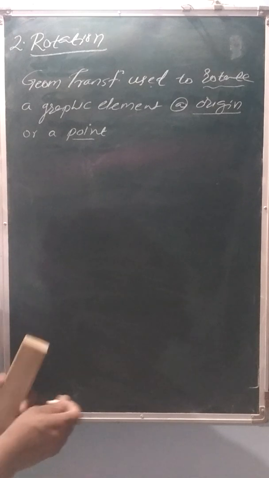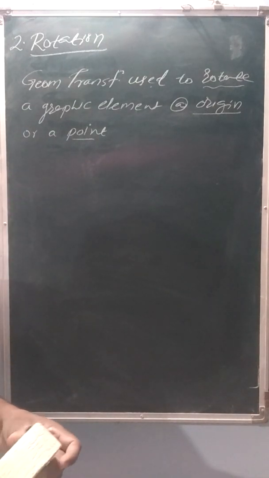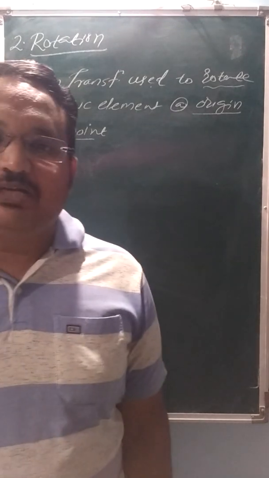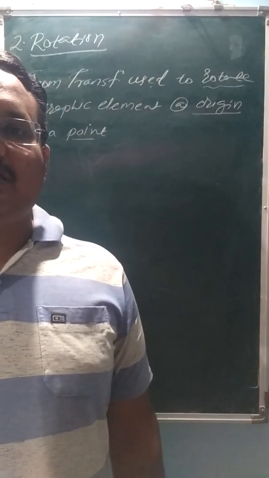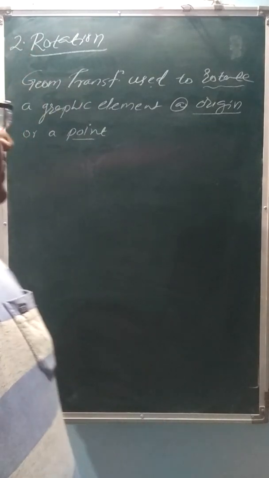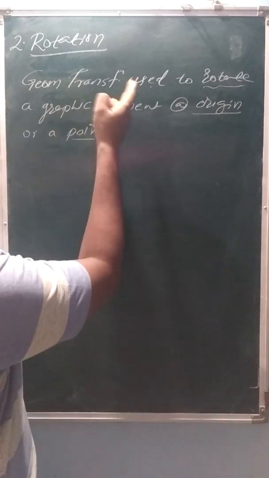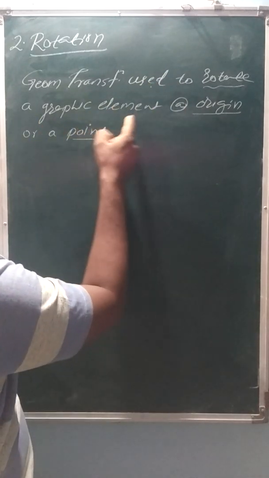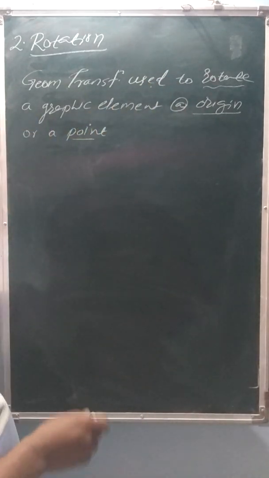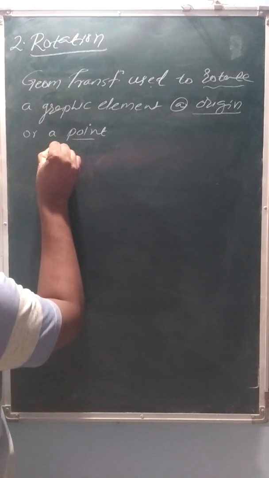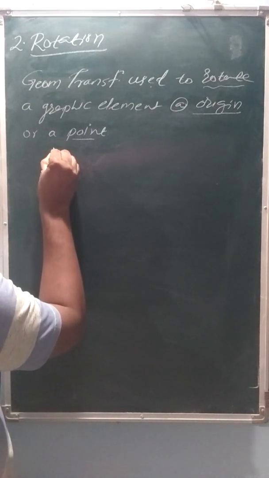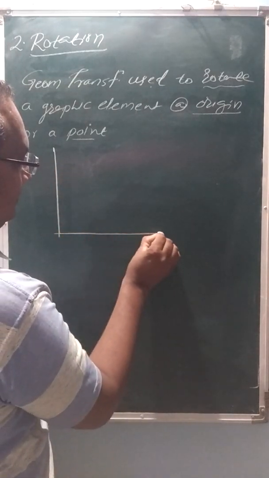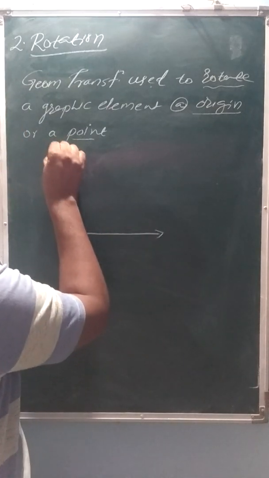So dear friends, we are learning a second geometric transformation as rotation. We have already learned the first geometric transformation as translation. This second geometric transformation is used to rotate a graphic element about the origin or a point. So we'll see the analytical treatment, or the mathematics behind this geometric transformation, rotation.